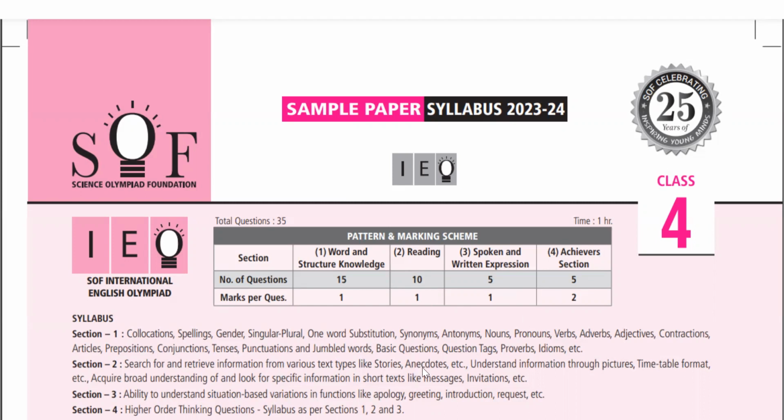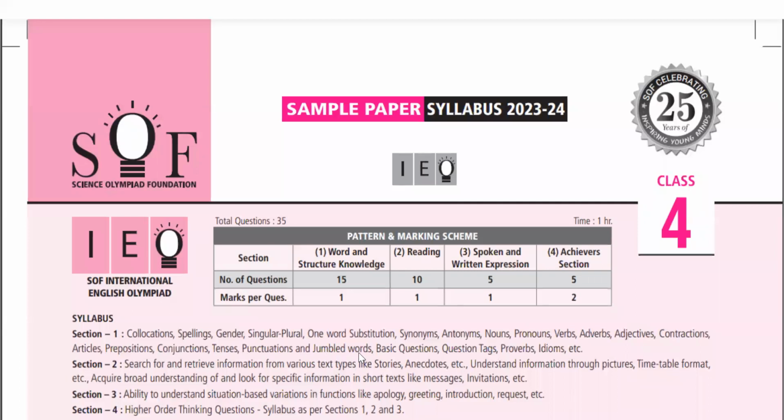Now, covering the syllabus, what all do we have to cover? Collocations, spellings, gender, singular, plural, one word substitution, like you'll have to give one word for the entire sentence. Nouns, pronouns, verbs, adverbs, adjectives, contractions. All these will be covered in the upcoming classes. Articles, prepositions, conjunctions, tenses, punctuations, and jumbled words.